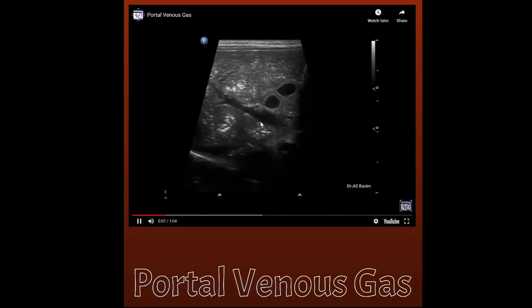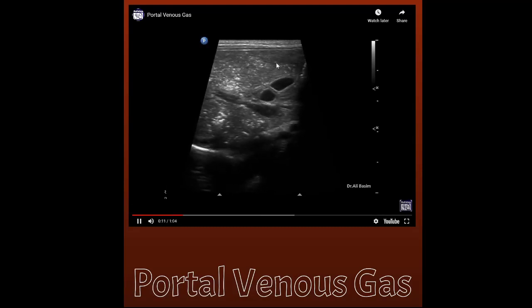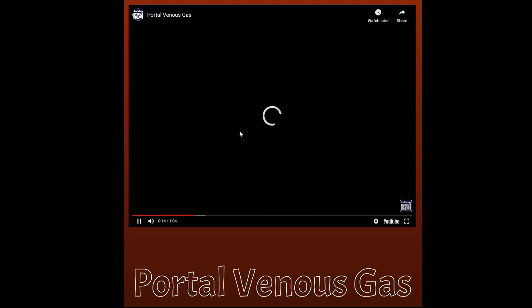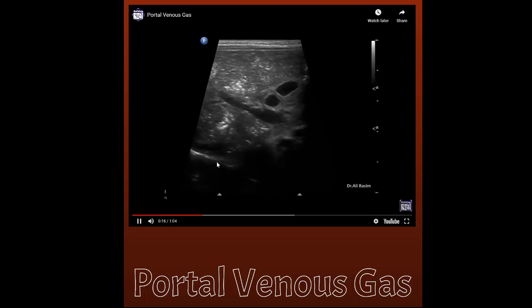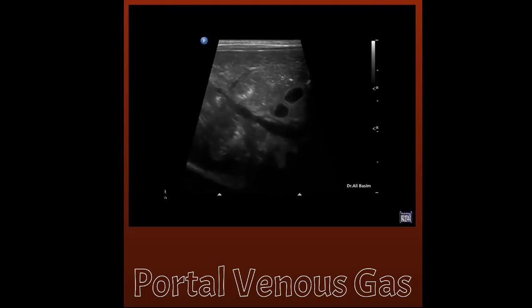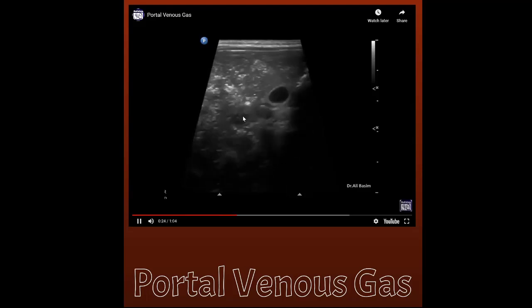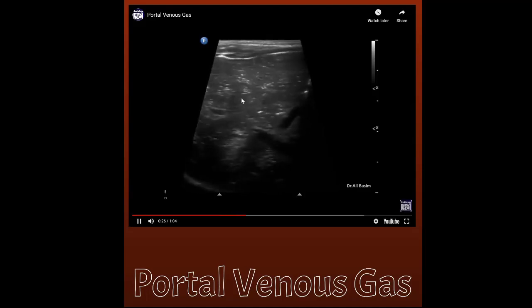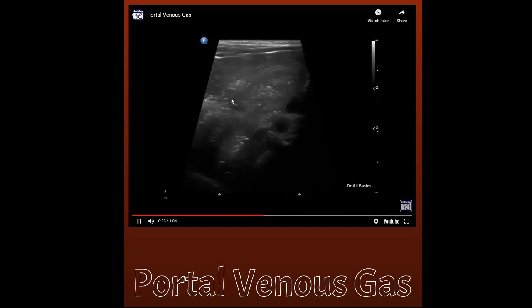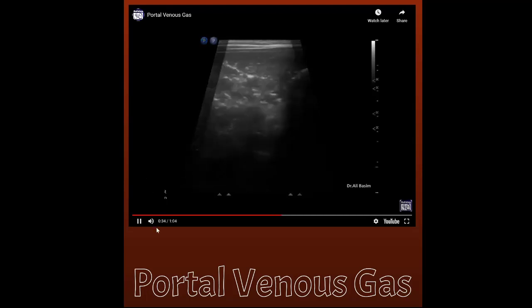So you actually can see the gas bubbles in the portal system here, but then we can see how they're getting caught out in the further, more tiny branches of the portal system. So this is that portal venous gas. And you can see how there's just these little bright reflectors. If you were to pause this and look very closely, you'd see these ring down artifacts coming off of them.